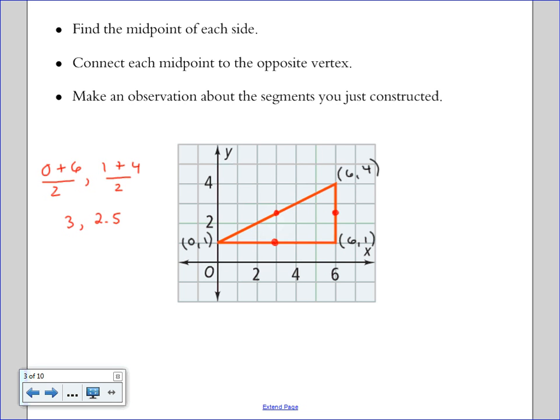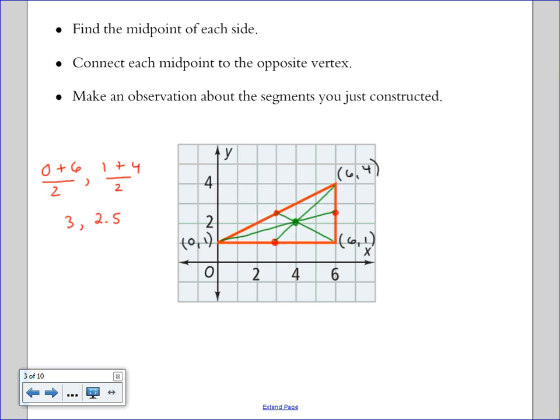Take the midpoint, the last one we graphed, that's at 3, 2.5, and connect it to the opposite vertex of the triangle. So that means the vertex that is across the triangle from it. Then we'll do the same with the other two, connecting each to the opposite vertex. And then make an observation about the segments that you just constructed. Hopefully you'll notice that they all go through the same point. That means that they are concurrent lines, and that point that they go through is called the point of concurrency.